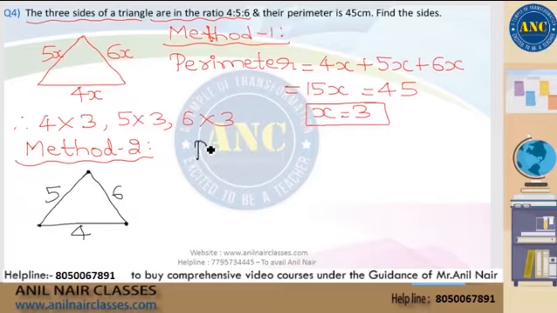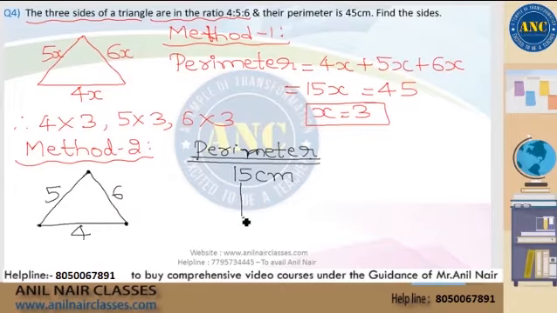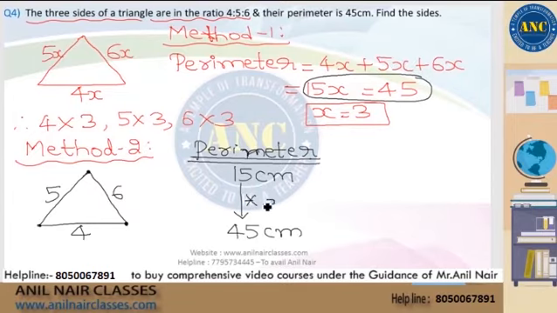According to my assumption, I can say that perimeter is 4 plus 5 is 9, 9 plus 6 is 15. According to my assumption, it is 15 centimeter. According to the question, it is given as 45 centimeter. Same thing, sir. Here also I did the same thing only, but I am not using x. Multiplying factor is 3. That multiplying factor is nothing but the x value.